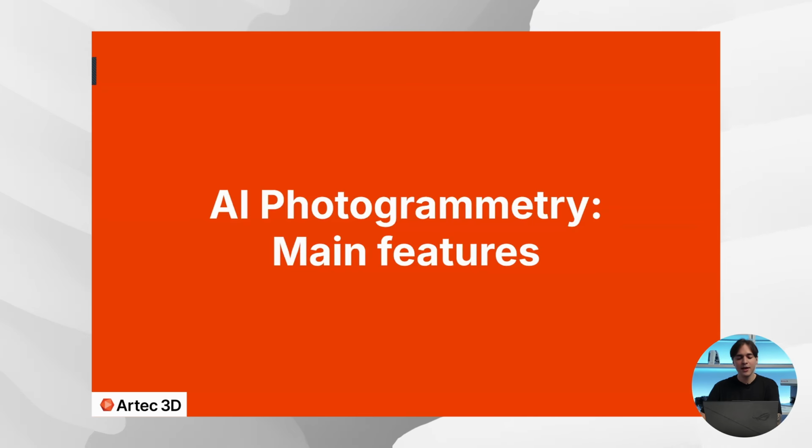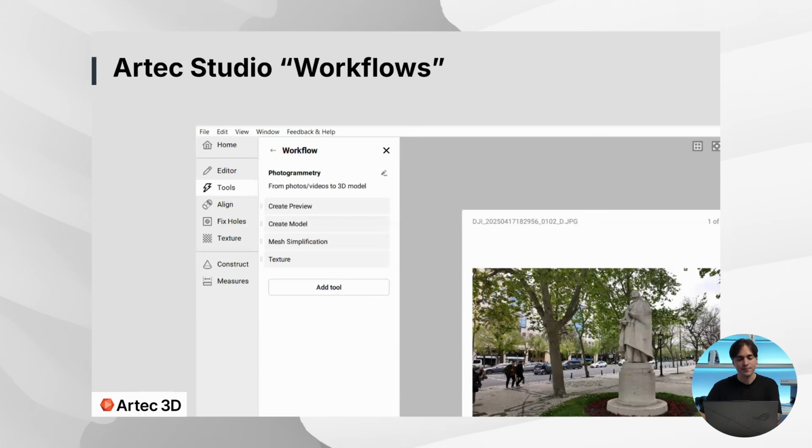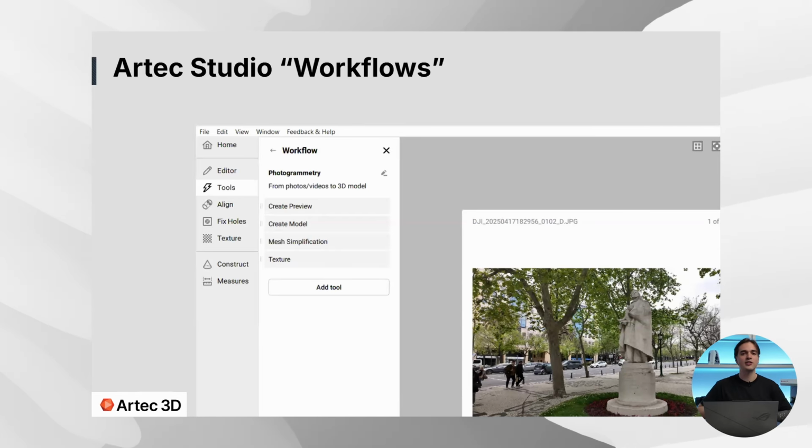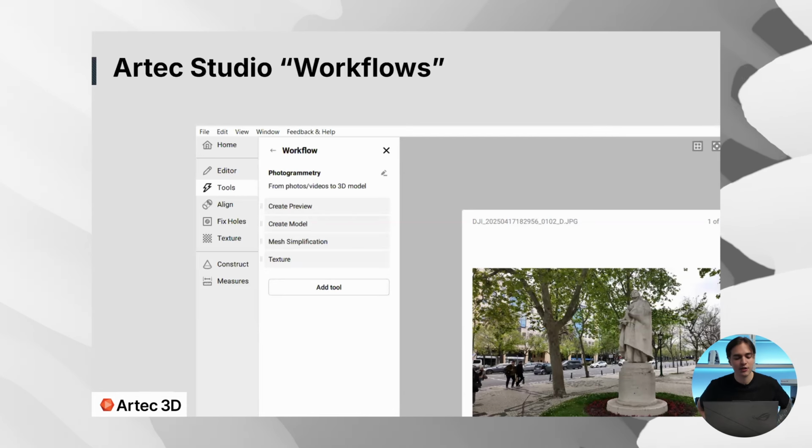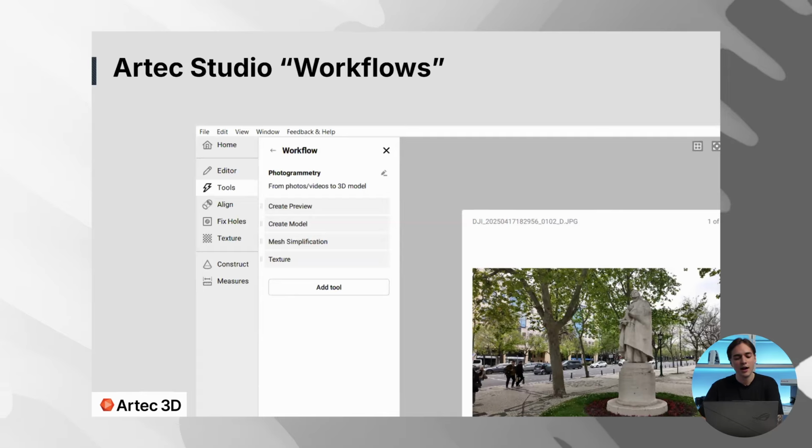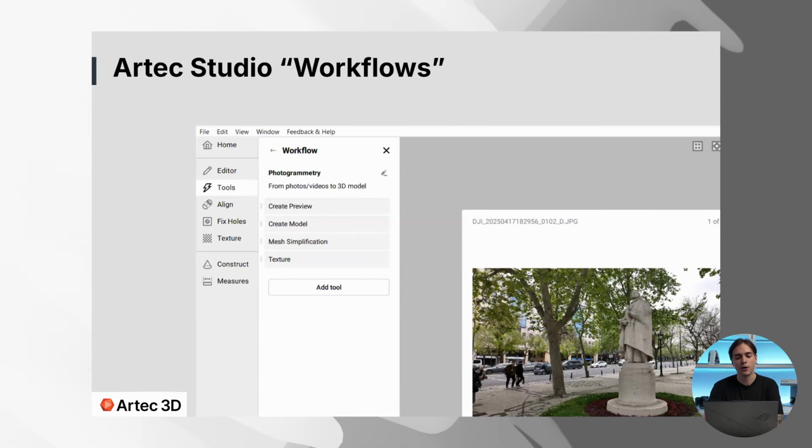So now let's take a look at the main features of the AI photogrammetry. We have a mode for automation, which is called workflows in Artec Studio. So basically, it's a mode that allows you to create or use a sequence of operations, a sequence of Artec Studio tools. So as you could see right here, this workflow is called a photogrammetry workflow, which creates models from photos or videos. And here you could see our sequence. So this is what we have seen on the video before.